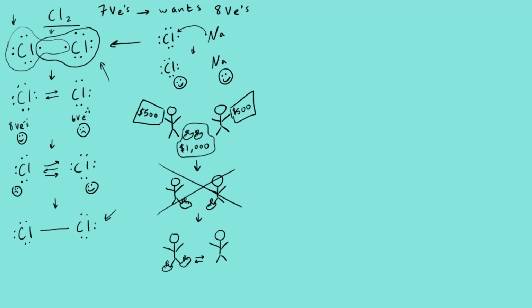So every time you're drawing a covalent bond, you want to make sure you understand that that bond actually equals 2 electrons, and you don't want to show those electrons anywhere else in your picture.